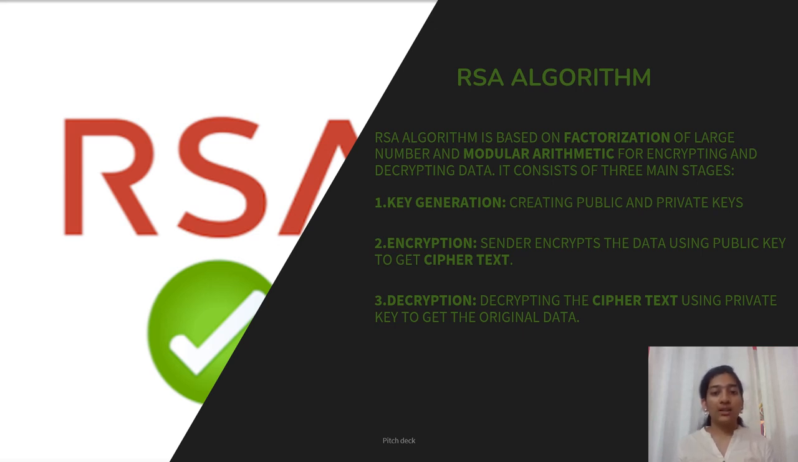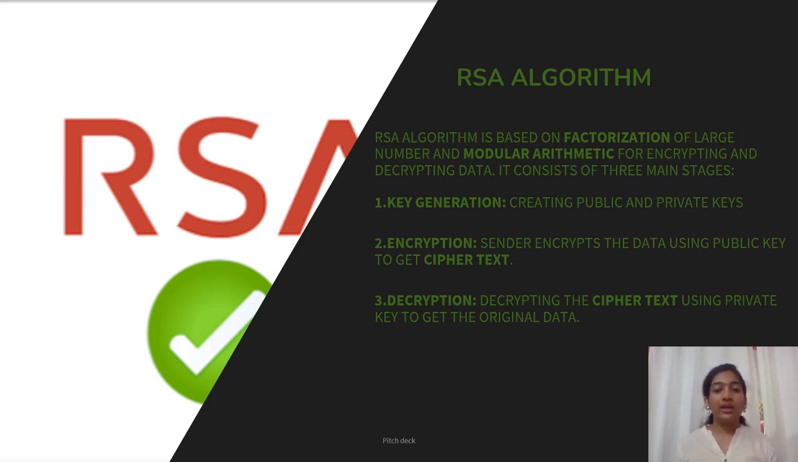So for the RSA algorithm, I will give a brief information on how it works. It is based on factorization of large numbers and modular arithmetic for encrypting and decrypting the data. It consists of three main stages. The first one is key generation, second one is encryption, and third one is decryption. In key generation, you create the public and private keys.